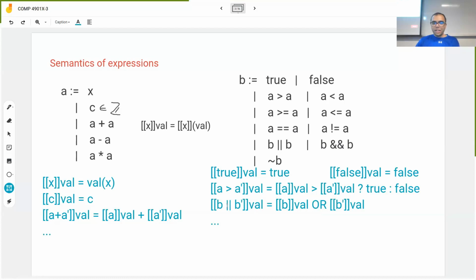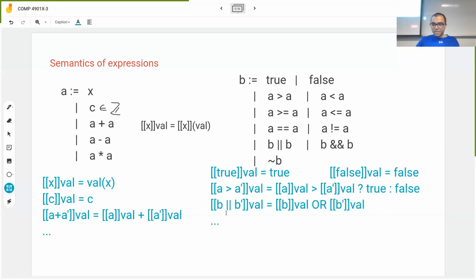Now I can define other things as well. So if I want to define the meaning of a comparison, whether A is larger than A prime at a particular program state val, I already know how to find the meaning of A at that state, and I know how to find the meaning of A prime. So I just do a conditional. I just check, is the meaning of A really larger than the meaning of A prime? If so, true. If not, false. Right, so that's why I wanted the conditional there.